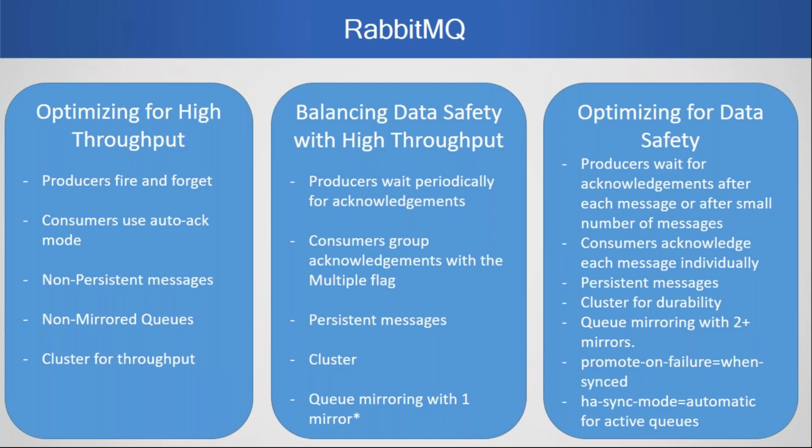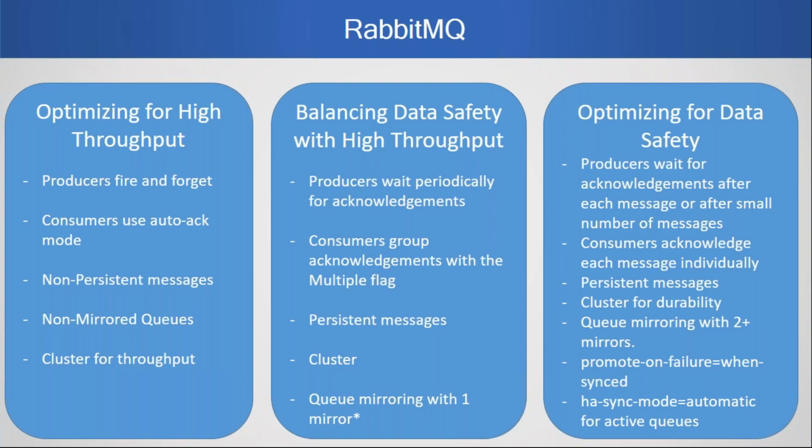Or we can go full on for data safety, and we can make sure that we are waiting after every message for acknowledgements. Consumers are acknowledging every single message to reduce duplication. We have persistent messages. We go for a cluster with queue mirroring of at least 2 mirrors. We put promote on failure when synced to avoid failover to unsynchronized mirrors. And we have automatic synchronization for active queues.